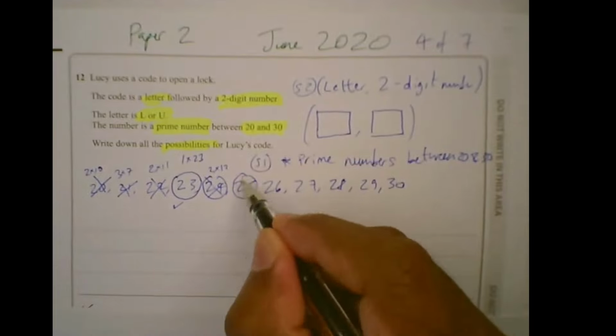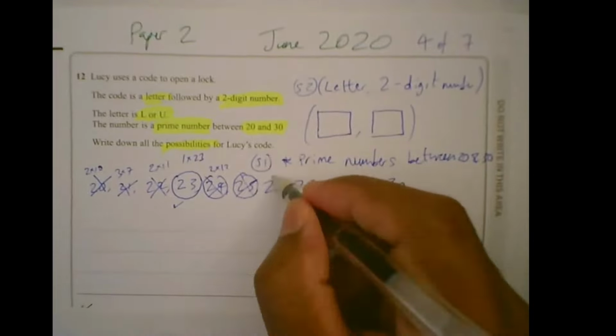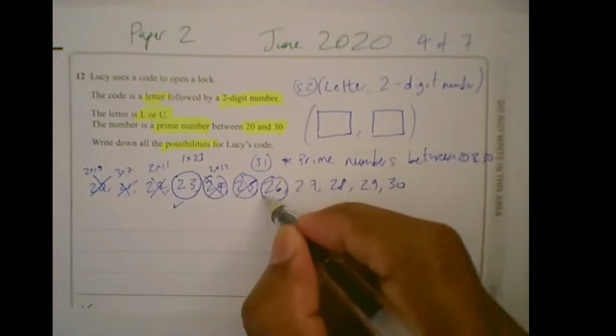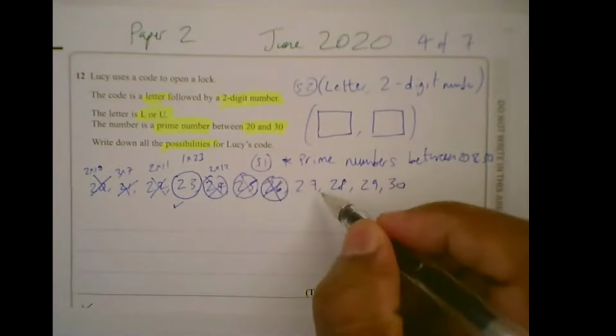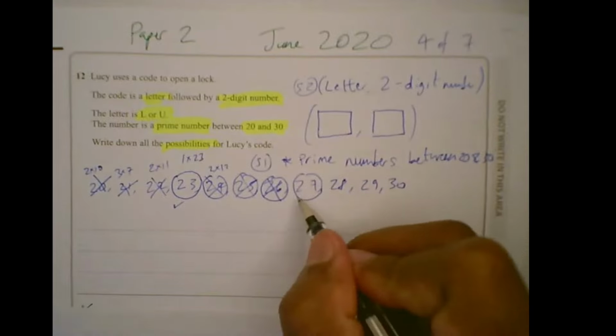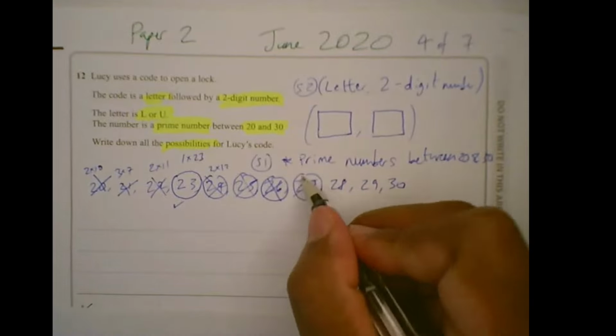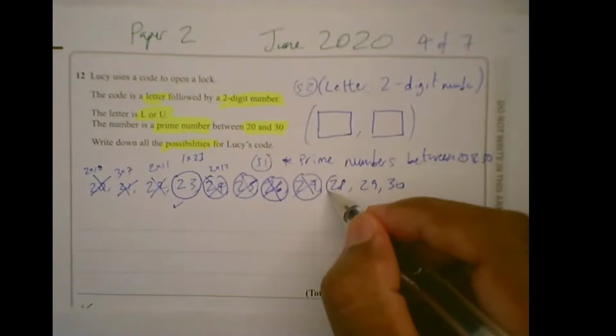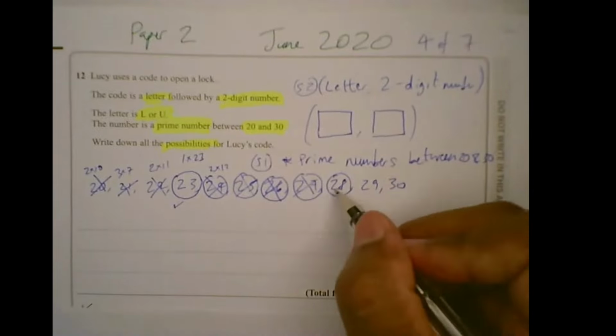5 goes into 25. So this is not a prime number. 26 is an even number. So 2 goes into this one. 27, 3 times 9. And so this is not a prime number. 28 is an even number. 2 times 14.